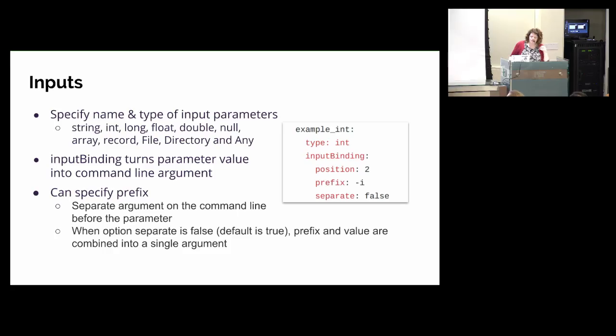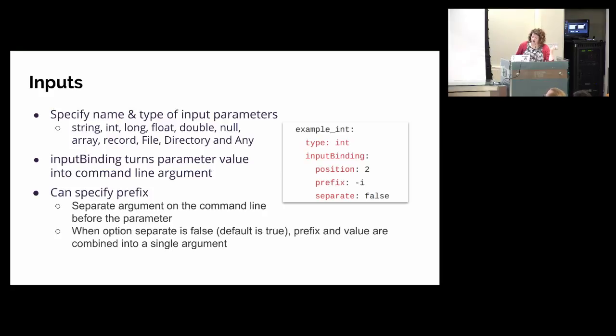Okay. So a little bit more about inputs. There are a lot of types that you can use. The ones I end up using the most are strings, arrays, files, and directories, but your workflow might be different than mine. We talked about input binding. So again, one of the things is position. Somebody asked about what if you need a dash dash or something like that in front of your input. In this case, it's doing a dash I, but it could be anything you want. And then there's a separate setting for whether you want a space between that prefix and that input variable. Okay. Any questions on that?